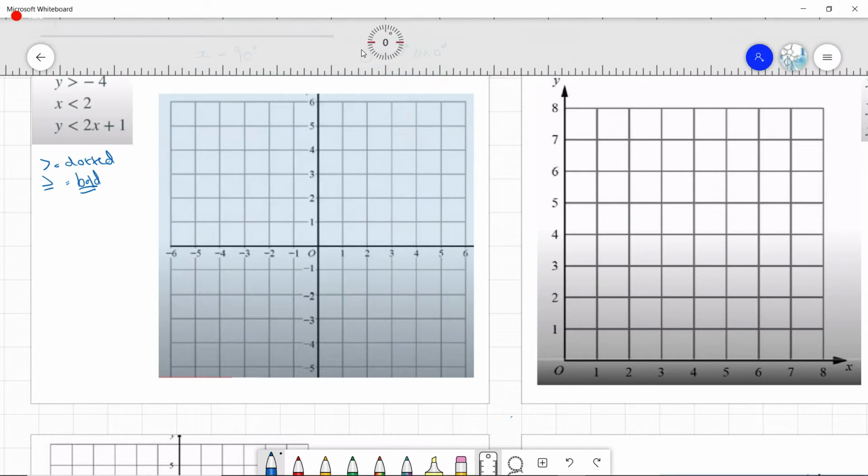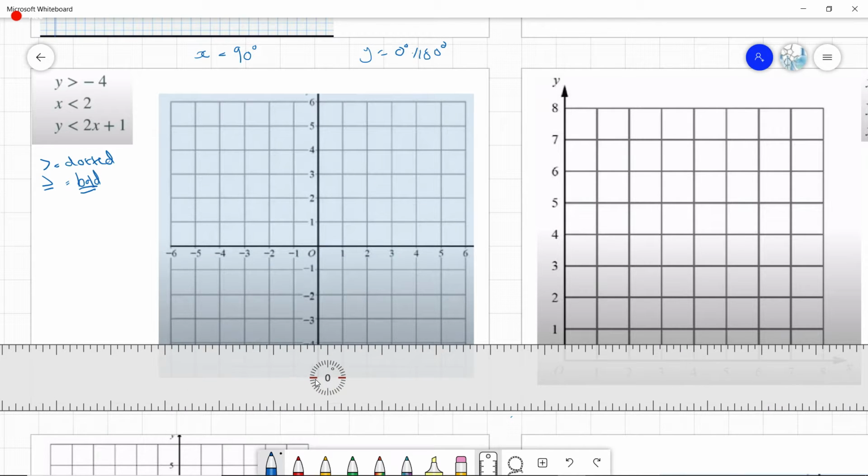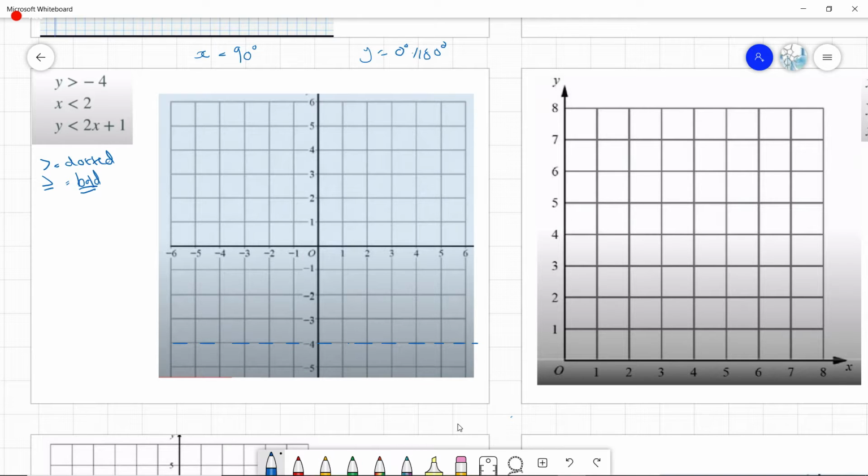We said that y will be basically 0 degrees. I grab it and I put it at -4, which is about there. Then I draw a dotted line. Make sure it's a nice color so the examiners can see it properly, or make your dotted line nice and thick with your pencil so the examiners can see. So it's done.